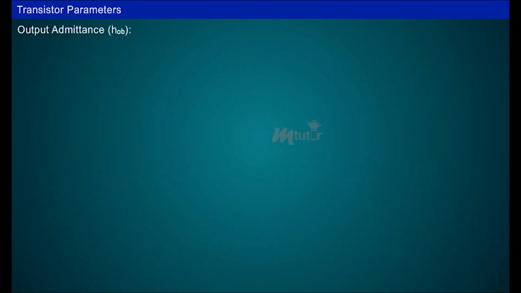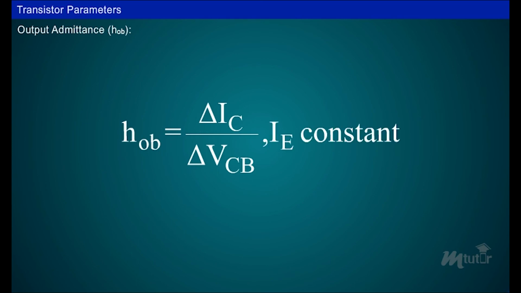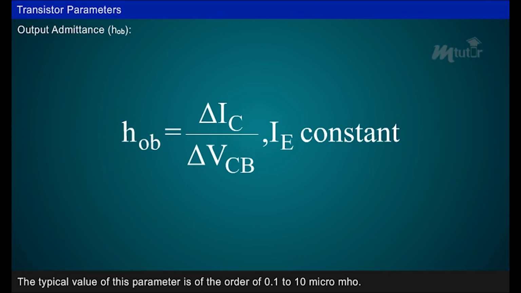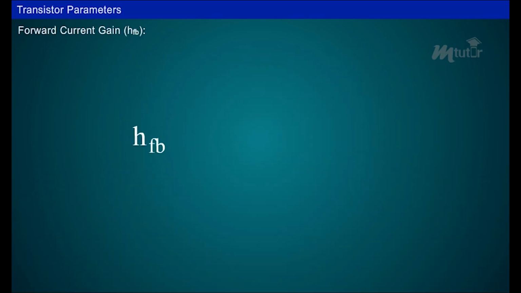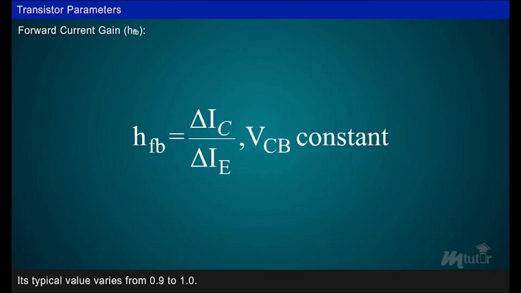Output admittance HOB is the ratio of change in the collector current to the corresponding change in the collector voltage with the emitter current IE kept constant. The typical value of this parameter is in the order of 0.1 to 10 micromho. Forward current gain HFB is the ratio of change in the collector current to the corresponding change in the emitter current, keeping the collector voltage VCB constant. Its typical value varies from 0.9 to 1.0.